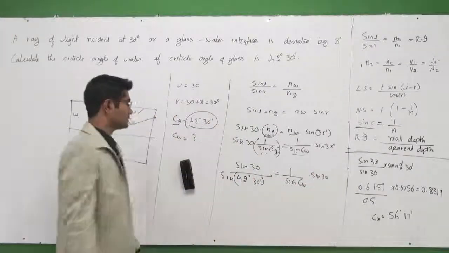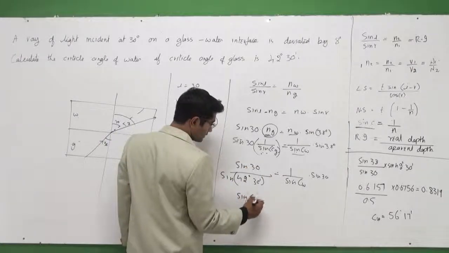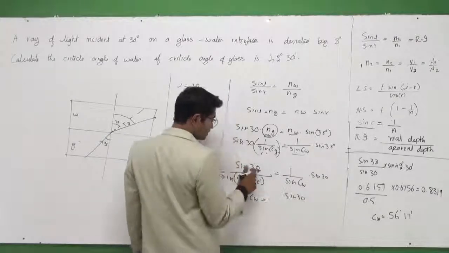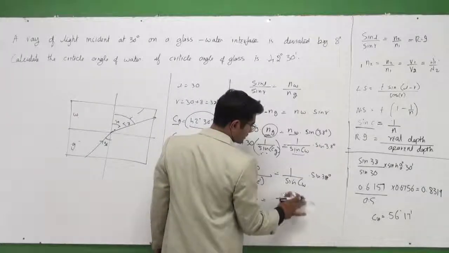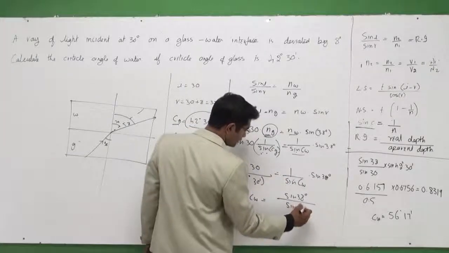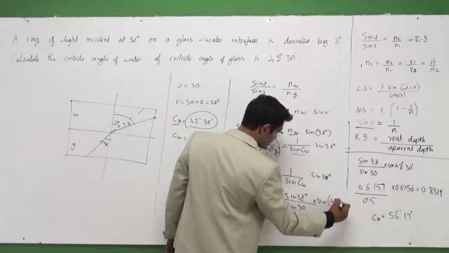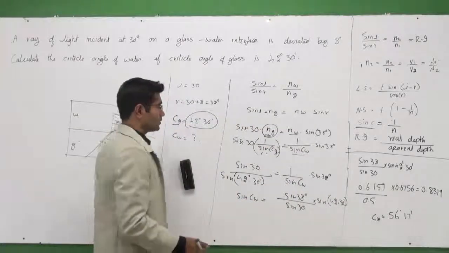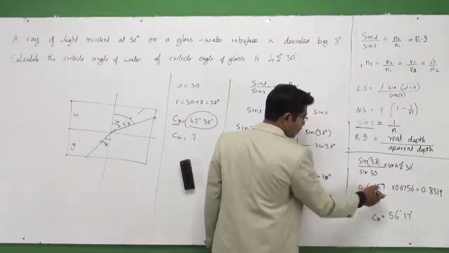If I cross multiply this, what happens? This comes over here, that is sine CW, and I put everything on the other side. So sine 38 remains here, and sine 30 would come down, and the number sine of 42 degrees and 30 minutes would go there. I'm just rearranging so that I can have sine CW on one side. Do I have the value of sine 38? Yes, from here, sine 38 is given.